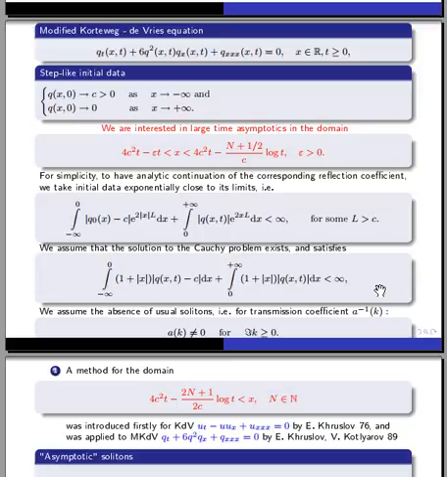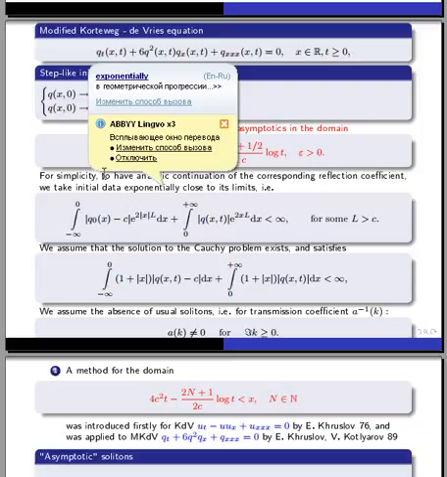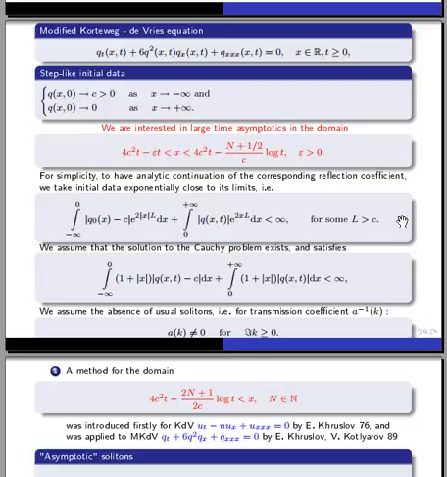So we have Jost solutions, the reflection coefficient, transmission coefficient. Also, we suppose that the initial profile just at one point, at the point t is equal to 0, tends to these background constants c and 0 exponentially fast in the following sense. And this gives us a possibility to extend analytically the reflection coefficient from the real line into the upper half plane. Also, we assume the absence of usual solitons. That means that the inverse of the transmission coefficient doesn't vanish in the upper half plane.